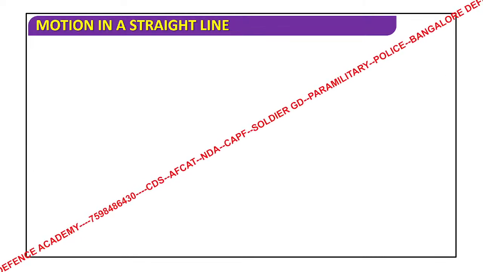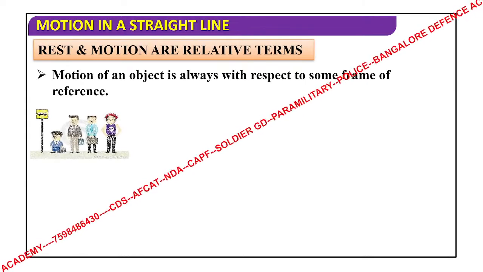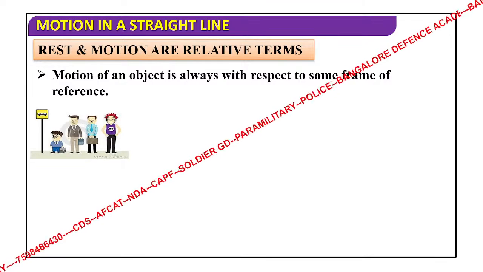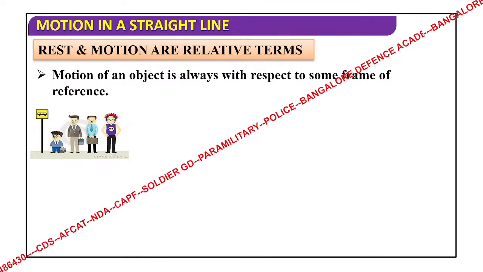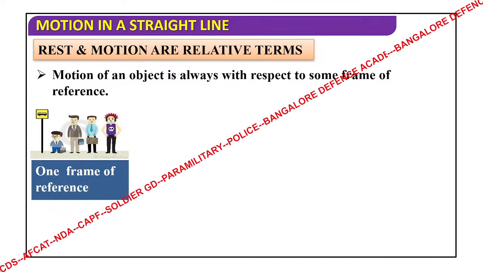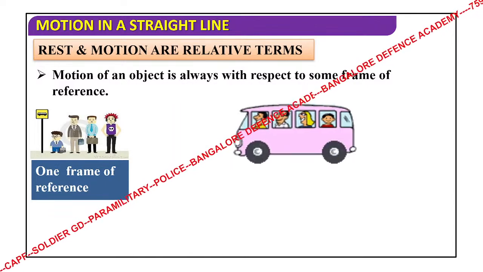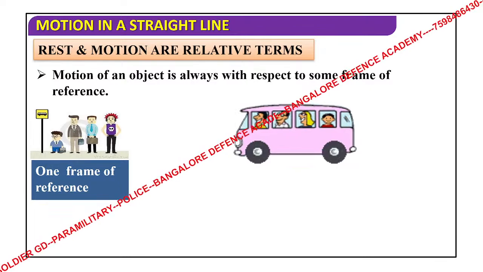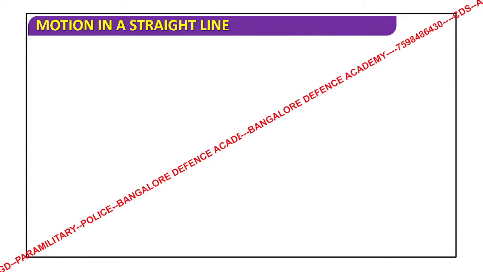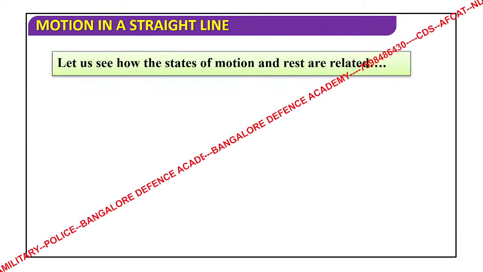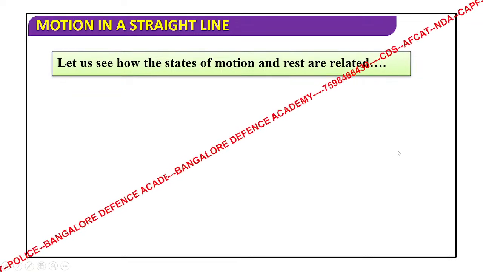Okay. So rest and motion are relative terms. I'm going to take two frames here. This is frame 1 and this is frame 2. So I'm always going to compare two frames to check whether the object is in motion or is it at rest. Okay, so now let us see how these states of motion and rest are related.